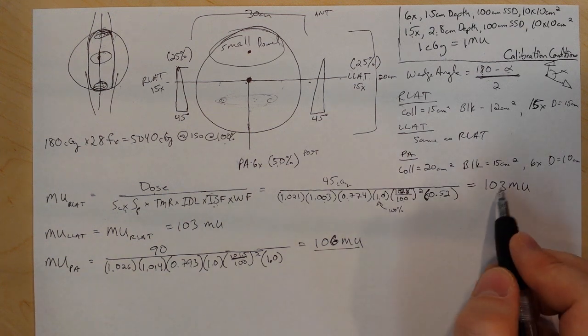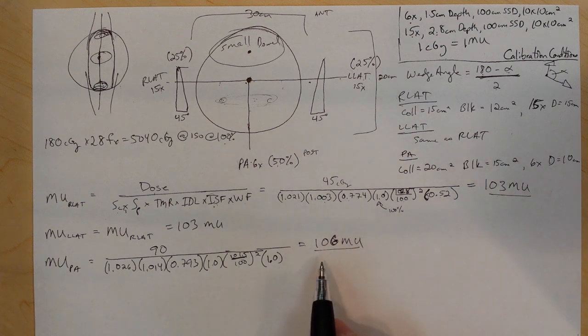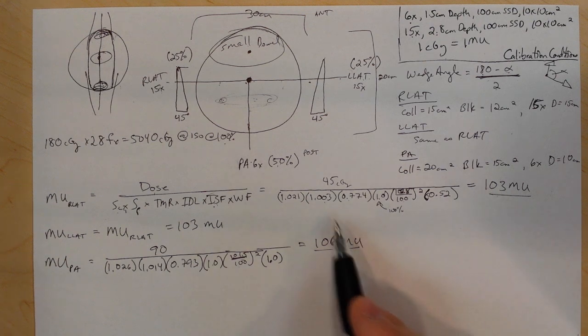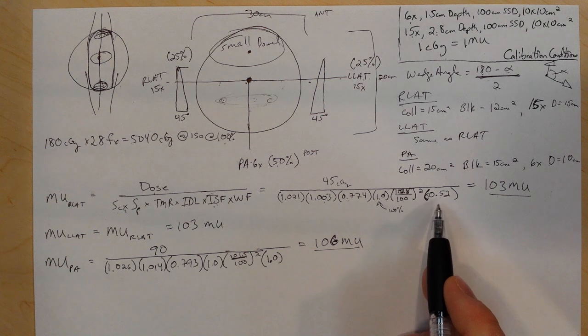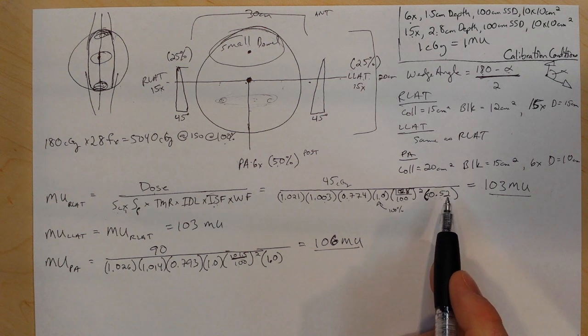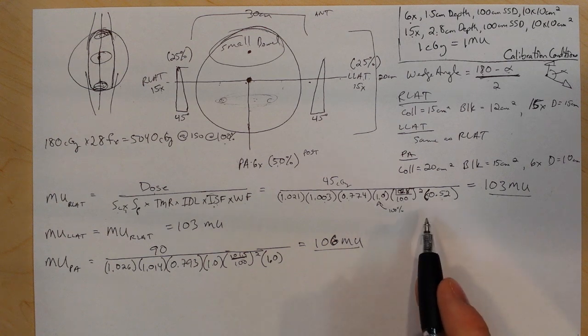So from the laterals, I'm delivering 103 MU. From the PA, I'm delivering 106 MU. Why are these so close? I'm delivering twice the amount of dose from the PA as I am from the laterals, so why are they so close? It's because I have a wedge factor. I have a wedge that attenuates roughly 50% of the beam, 0.5.